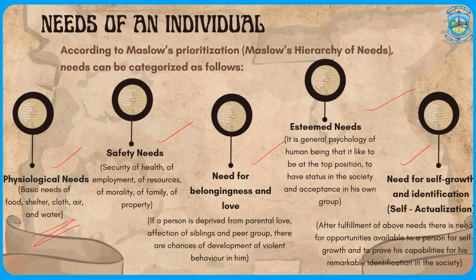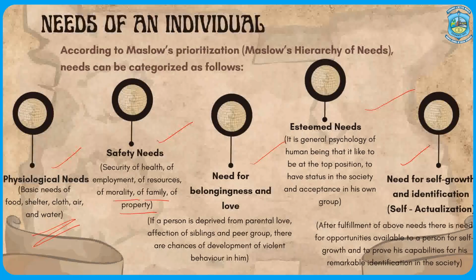Then come the safety needs, safety and security. Security of our health. Health is wealth, so we need to secure that. Then security of employment, our job, of resources, of morality, of family and of property. Any kind of property which we have, we need to secure that also.